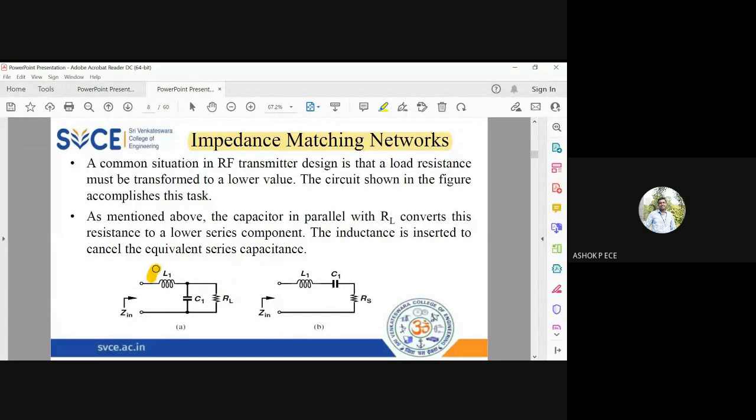But if I include some network between the source and the load, which can transform the impedance from the Z into RL, then I can say maximum power is going to be transferred. This is a simple example of an RF transmitter.